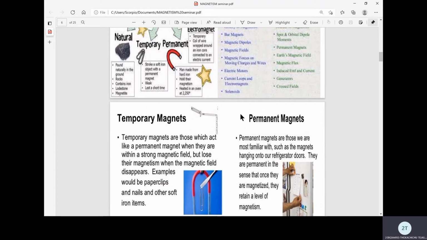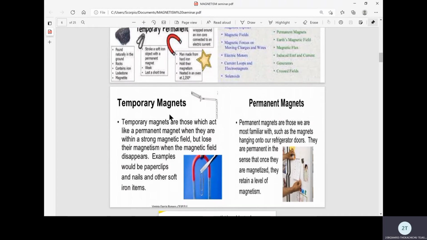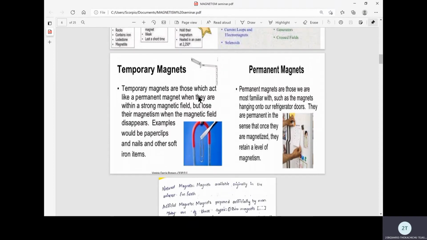Now, let's see how we can see these temporary magnets and permanent magnets in general. Temporary magnets are those which act like a permanent magnet when they are within a strong magnetic field, but lose their magnetism when the magnetic field disappears. Examples would be paper clips, nails, and other soft iron items, as you can clearly see in this figure. And permanent magnets are those we are familiar with, the magnets hanging onto refrigerator doors. These are permanent in the sense that once they are magnetized, they retain a level of magnetism.